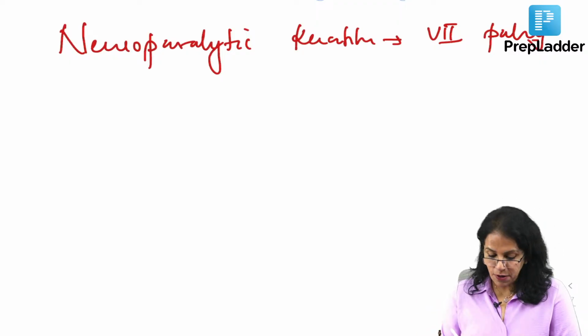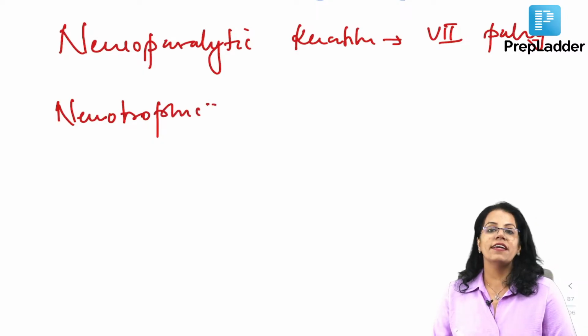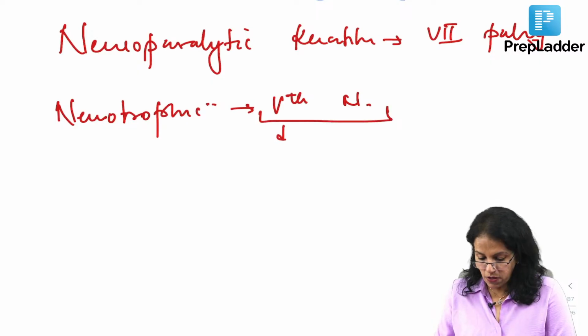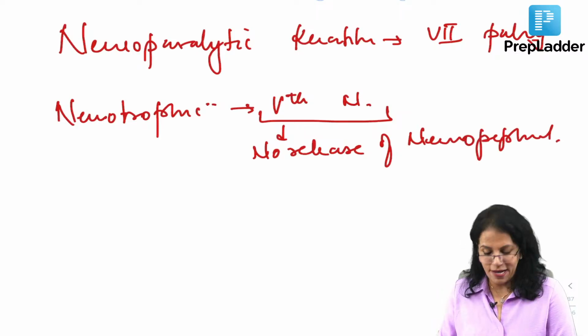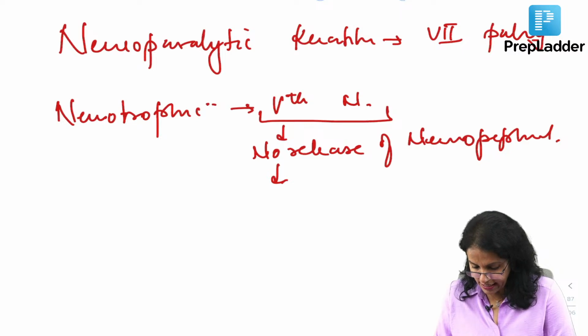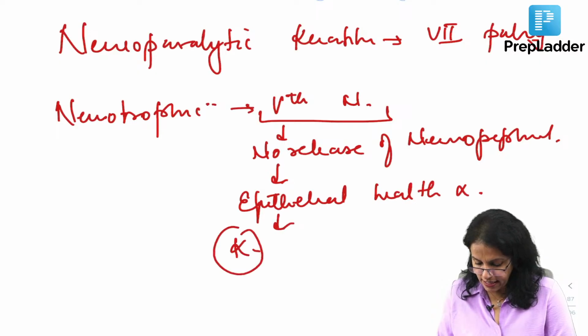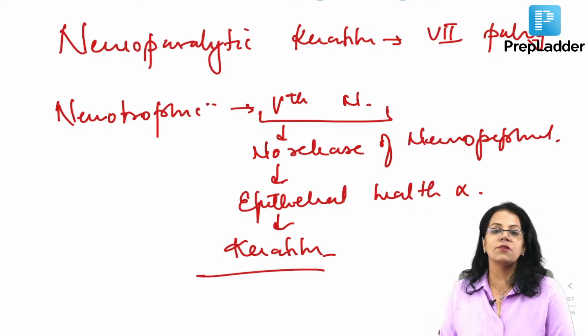Okay? And at this point we will learn what is neurotrophic keratitis. Neurotrophic, it is due to 5th nerve involvement. When the 5th nerve is gone, now no release of neuropeptides. No release of neuropeptides means health of epithelium is compromised and therefore you are getting a keratitis. Okay? Epithelial health is compromised leading to keratitis, and this keratitis is called, what did I say? This keratitis is called your neurotrophic keratitis. So you should know the difference, neurotrophic, neuroparalytic.